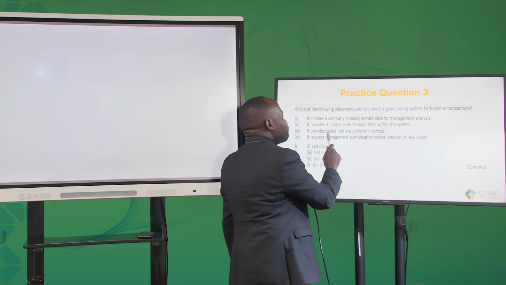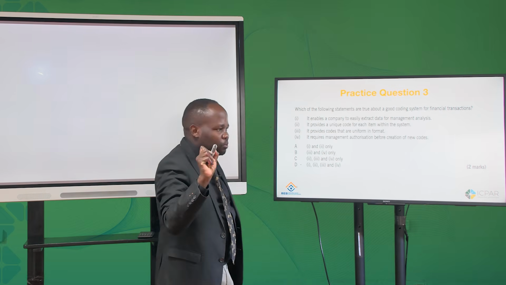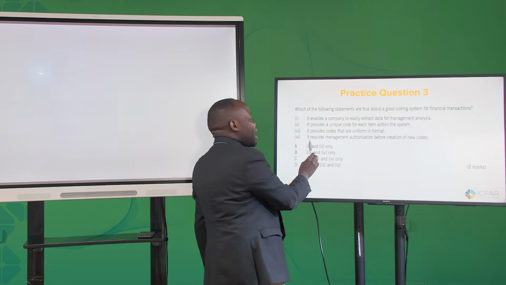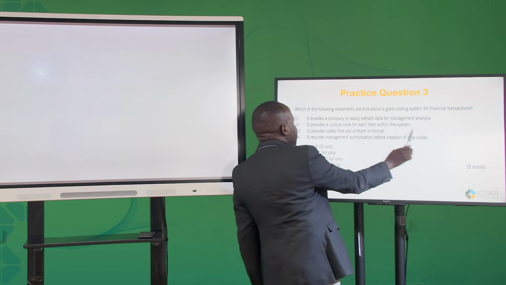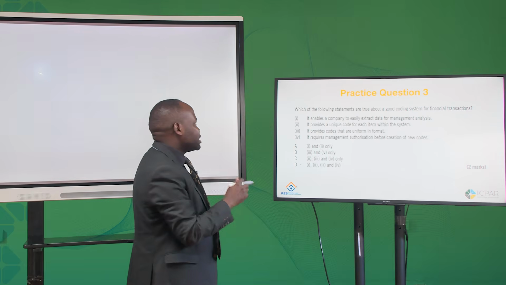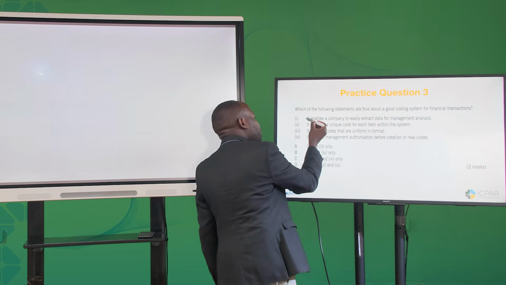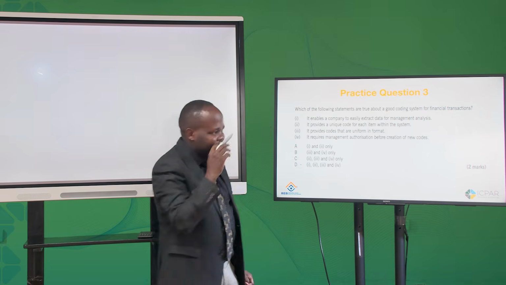Number 3, it provides codes that are uniform in format. Codes must be uniform. That is correct. And it requires management authorization before creation of a new code. Every new code must get authorization or approval. So all of them are correct, and the correct answer is D.